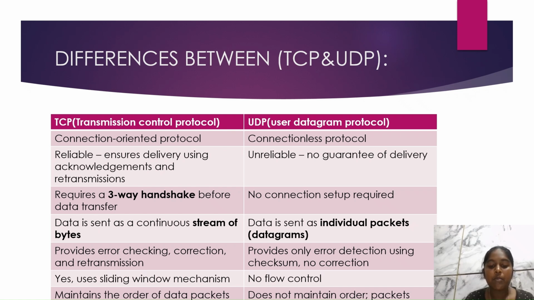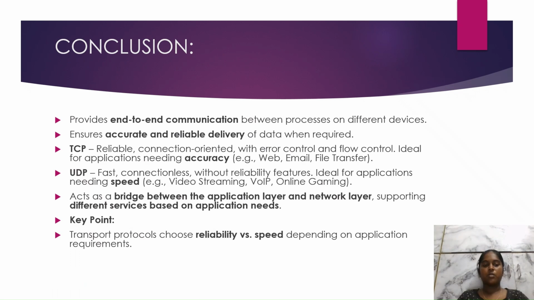Some real-time examples of UDP are DNS, video streaming, online gaming, and VoIP. Coming to the conclusion part, it provides end-to-end communication between processes on different devices. That means it provides end-to-end communication between different devices and processes, which ensures accurate and reliable delivery of the data when required.